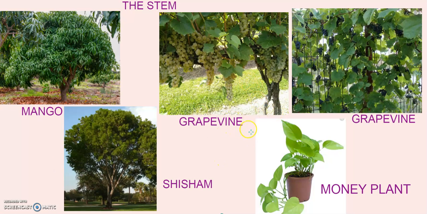What are the functions of the stem? Yes, the stem spreads the leaves with the help of branches, and the leaves get sunlight and make food. And also the stem carries minerals, water and food to the different parts of a plant.